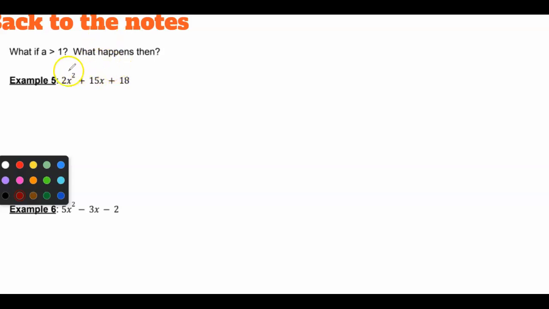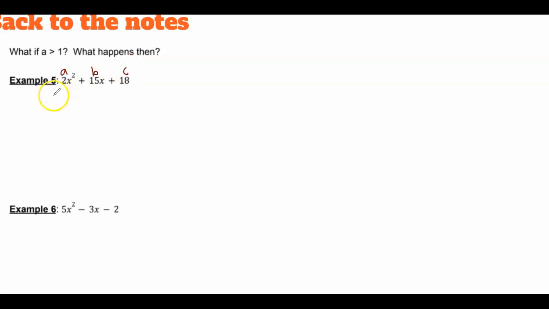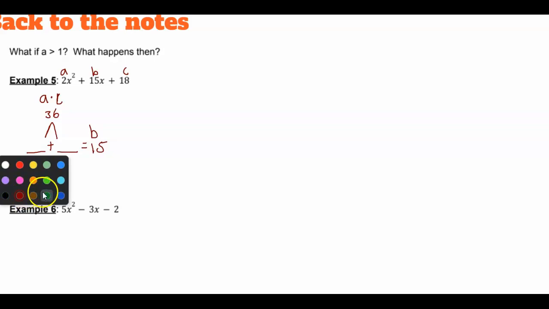Two, 15, and 8 don't have something in common. So here's my A, B, and C. A times C is 36, and it multiplies to B of 15. Here's my work in blue. Let's find my magic numbers.